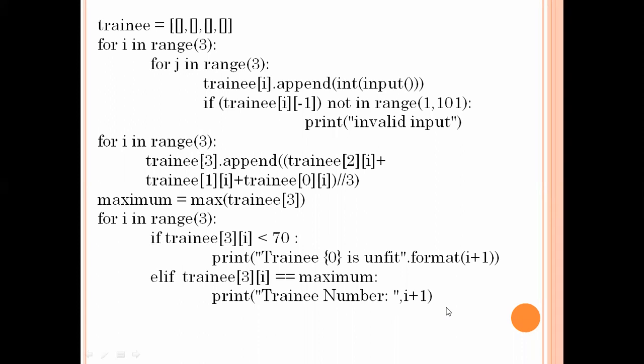For i in range of 3, trainee of 3 append of trainee 2 of i plus trainee 1 of i plus trainee 0 of i, by 3. Now here we add all the values of one trainee and we calculate the average value. Maximum equal to max of trainee of 3. So we take the maximum of trainee of 3. For i in range of 3, if trainee of 3 of i is less than 70, then we print unfit. Otherwise, that is the max value and that trainee will be selected.